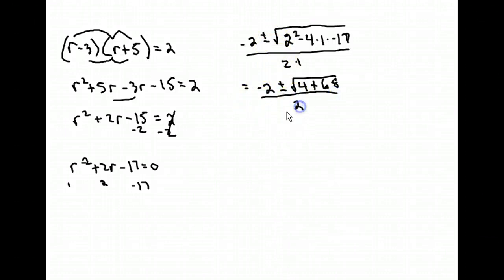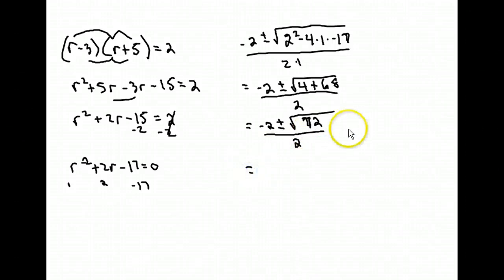So that comes out to minus 2 plus or minus the square root of 72 divided by 2. And so you have to break 72 up. I know that 72 is 9 times 8. And therefore the square root of 9 is 3. And 8, you can pull some 2's out.